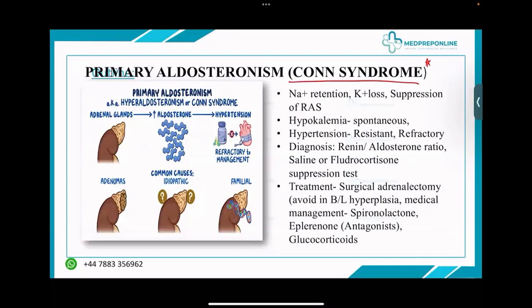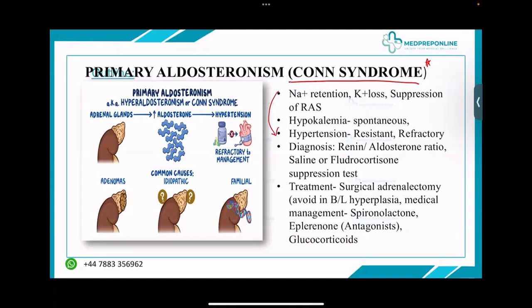So again, in hyperaldosteronism, you'll see sodium retention. Along with sodium retention, there's going to be water retention that can lead to hypertension. You'll have potassium loss, so hypokalemia. And because of sodium retention and water retention, there'll be suppression of RAS, right? Now, this hypertension is resistant or refractory. So for diagnosis of this condition, the renin-aldosterone ratio will be altered, or you do a saline or fludrocortisone suppression test. You don't have to go into the details of these tests. You just have to remember the diagnostic tests for each condition.